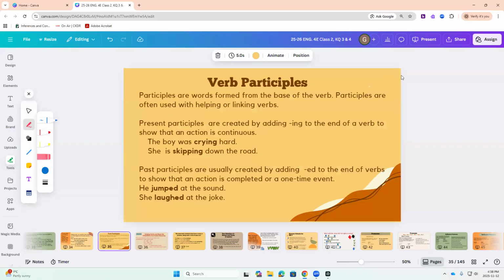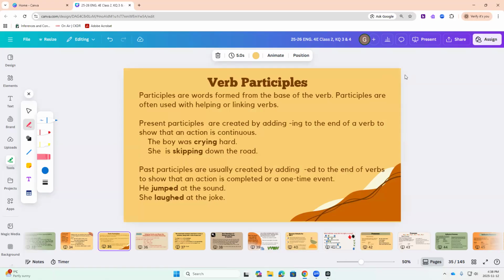Okay, verb participles. Participles are just words we form from the base of the verb. Participles are often used with helping or linking verbs. And I'm mentioning them because sometimes people think because they've got an ending that it's changed them in some way and they no longer count. Nope, they still count. Present participles are created by adding an "ing" to the end of a verb. And generally it shows that an action is continuous.